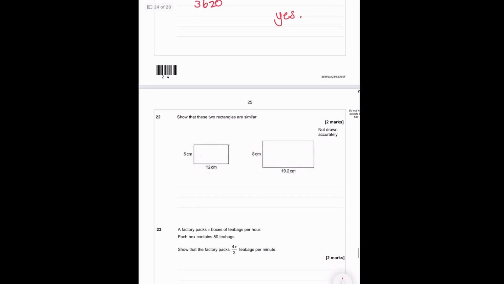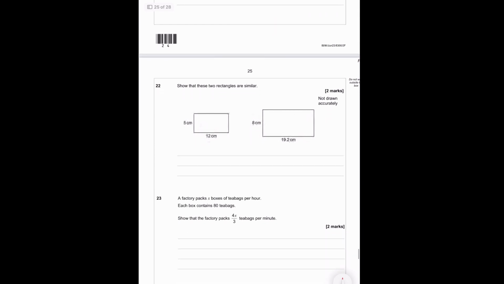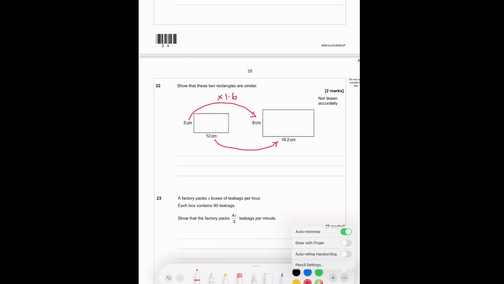Show that these two rectangles are similar. Now remember, if similar, they have a scale factor. So what do we times 5 by to get 8? What is 8 divided by 5? That is 1.6. So that has been times by 1.6. To get from 12 to 19.2, what have we done? Well, 19.2 divided by 12 gives me 1.6. So yes, they are similar, same scale factor.